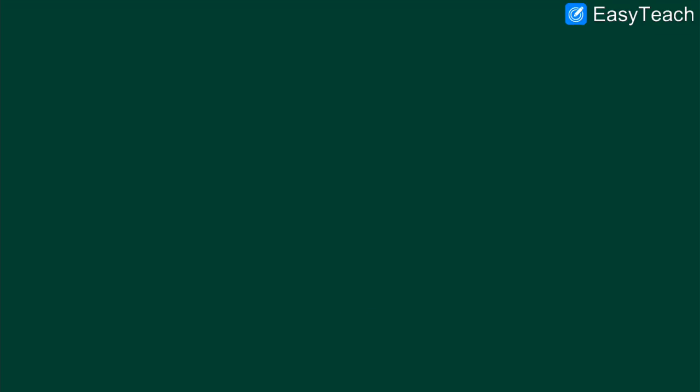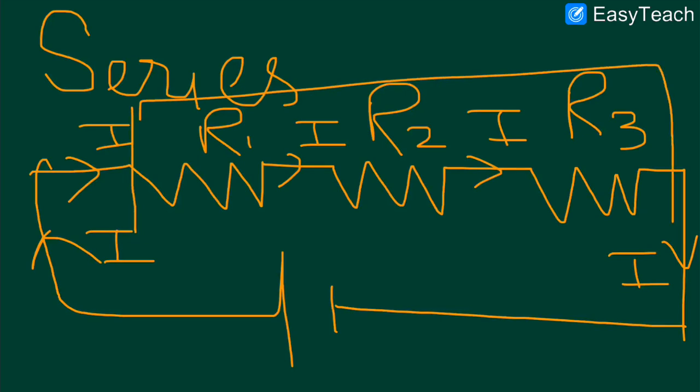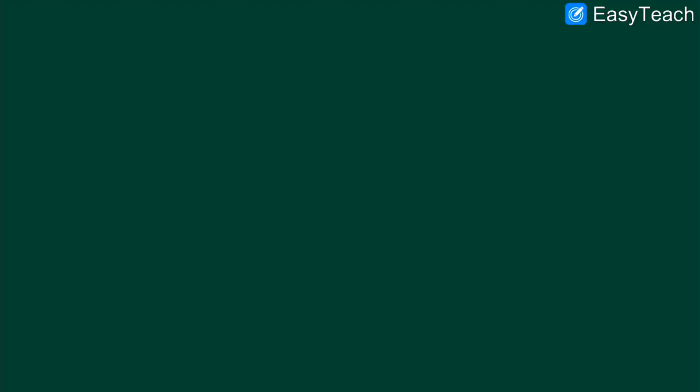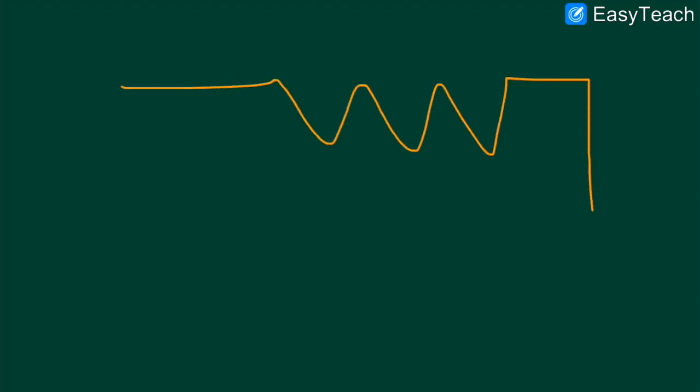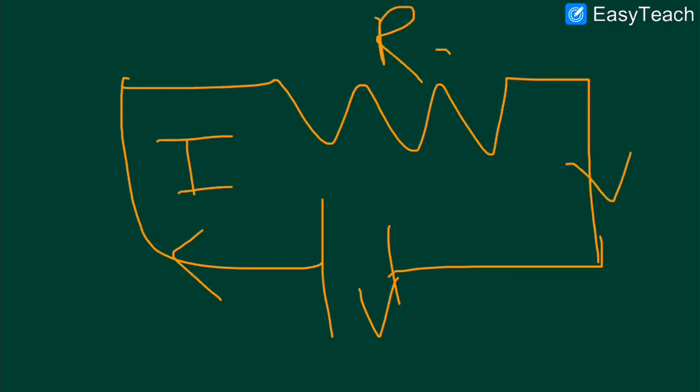Now, let me suppose that this series combination of resistors is equivalent to a single resistor of resistance Rs, to which the same potential difference V is applied, and the same current I flows through this very resistor, Rs.